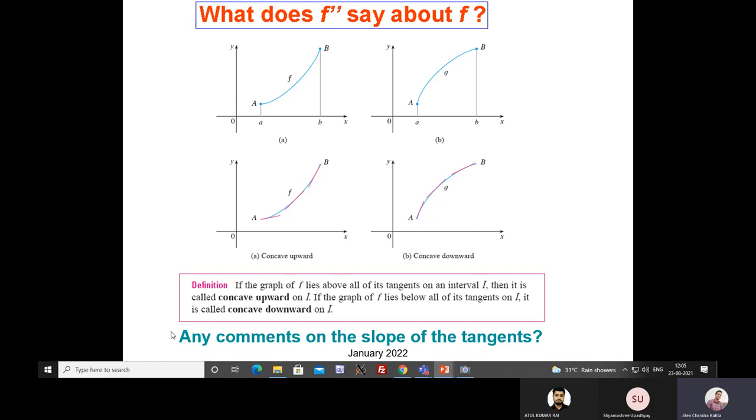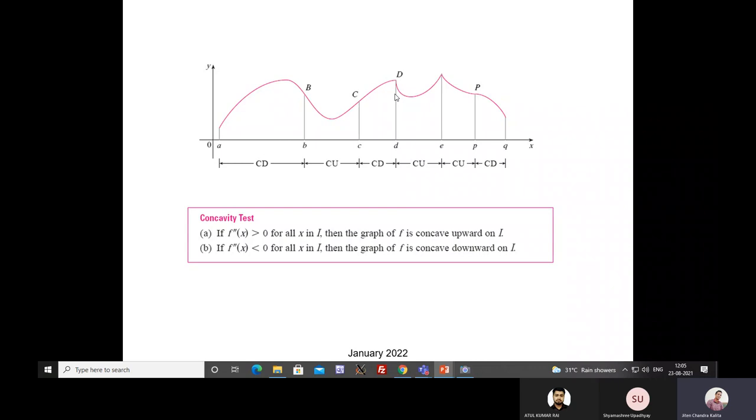So the comments on the slope of the tangents, I have already told you what it is. Here, they have taken certain intervals. Okay, so here you can see the slope of the tangents. Is it positive or negative? Negative. See, it is like an inverted U, isn't it? In the interval AB, the graph of the function is like an inverted U, right? So this is concave downwards. Here in the interval BC, it is concave upwards. CD, again, concave downwards. Again, it is concave upwards. DC is also upwards. This is also concave upwards. And this is concave downwards.